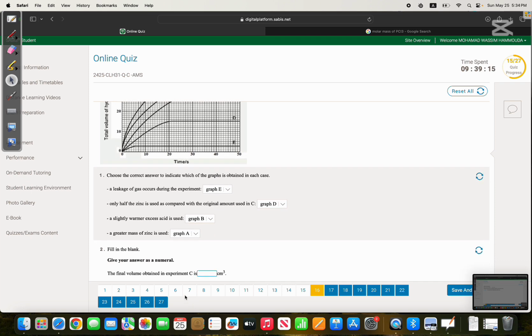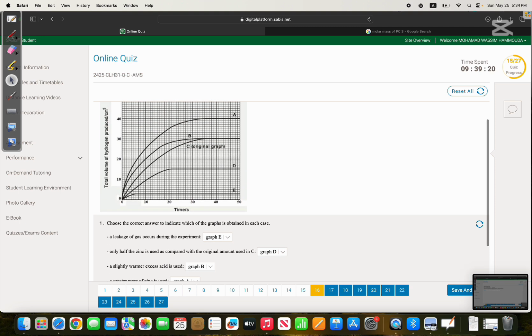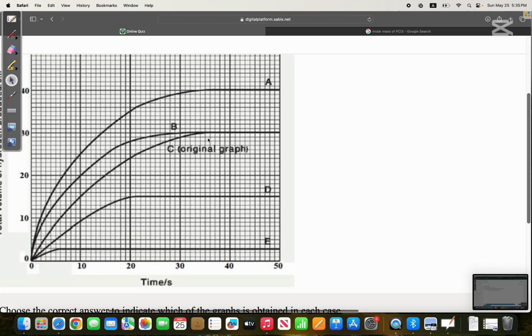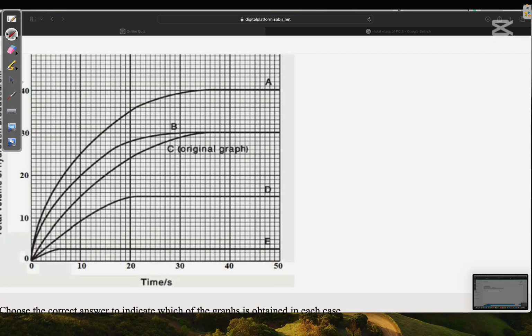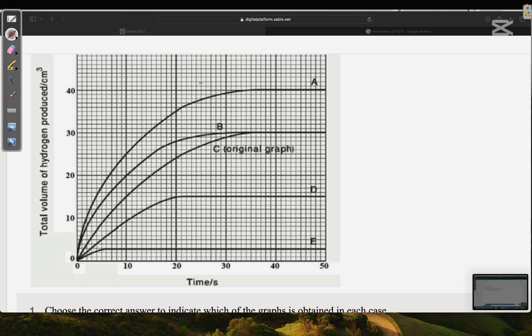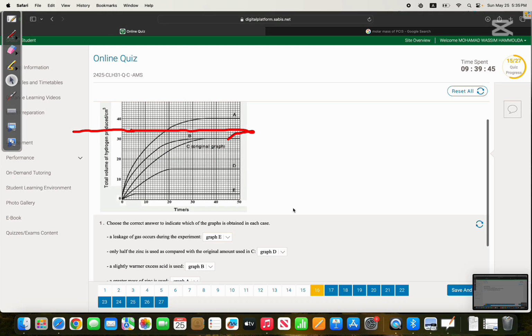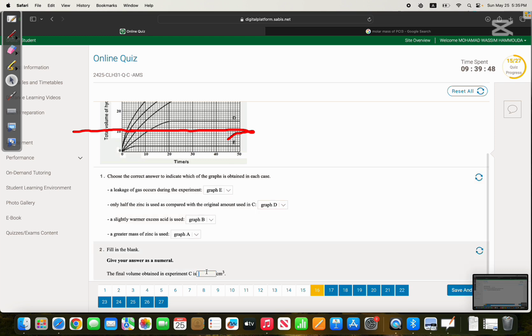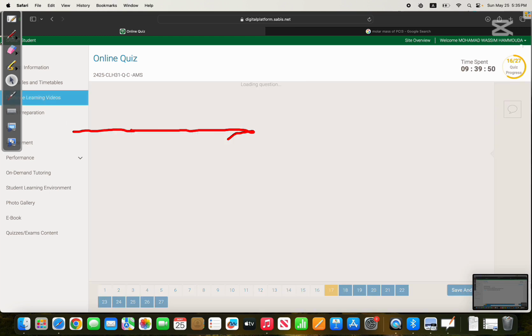Part 2. The final volume obtained in experiment C is... experiment C, final volume. Let's zoom in. Here on the left, on the y-axis, we have the volume. C, which is this one, ends at 30 approximately. So that's the final volume. Number 17.